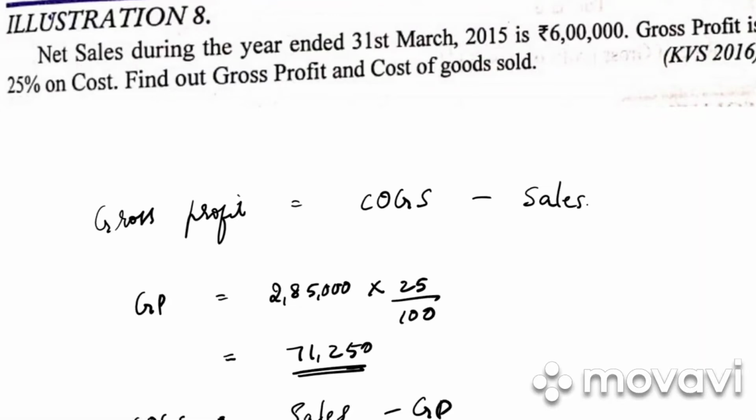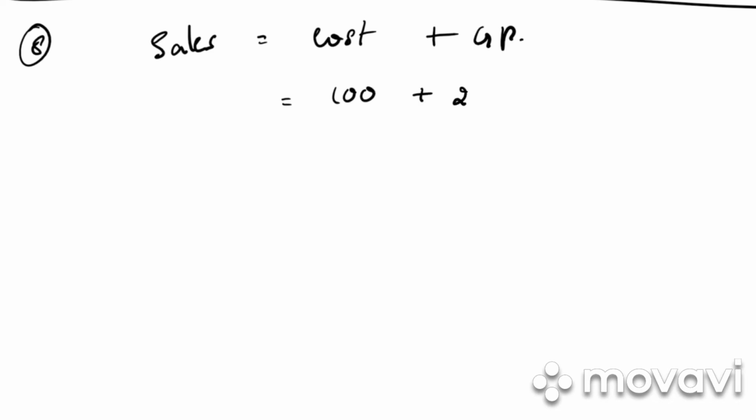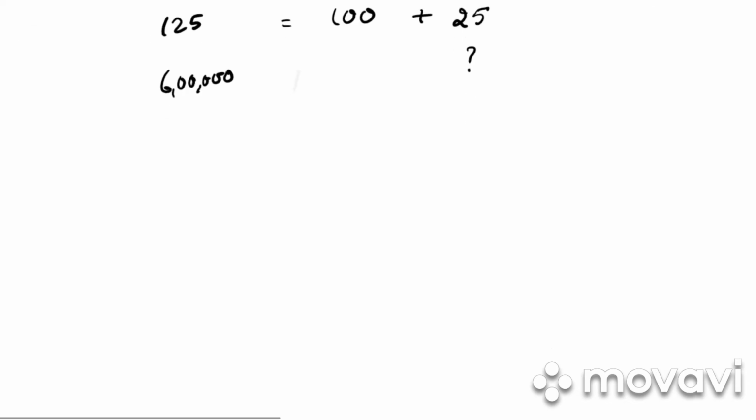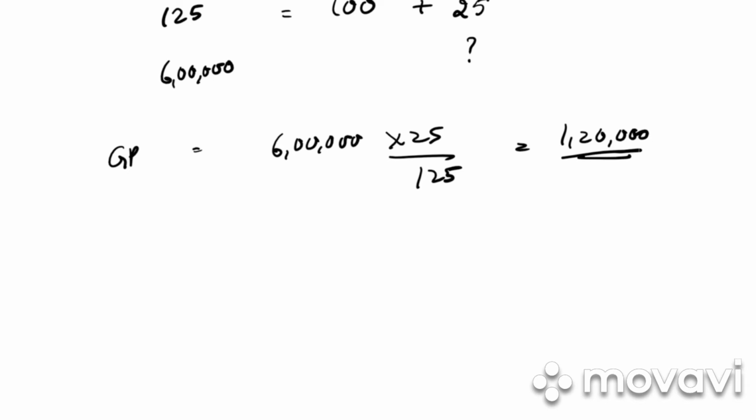Next, take down illustration 8. Net sales during the year ended is 6 lakh. Gross profit is 25% on cost. Find gross profit and cost of goods sold. So in the lower classes we had studied sales is equal to cost plus gross profit. So cost is 100, profit is 25. Sales is how much? 125. They have given us the amount of sales, that is 6 lakh. We need to find out gross profit. So gross profit will be 6 lakh into 25 divided by 125. That is 1,20,000.